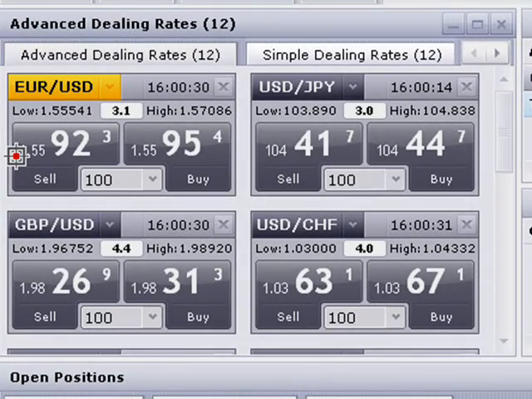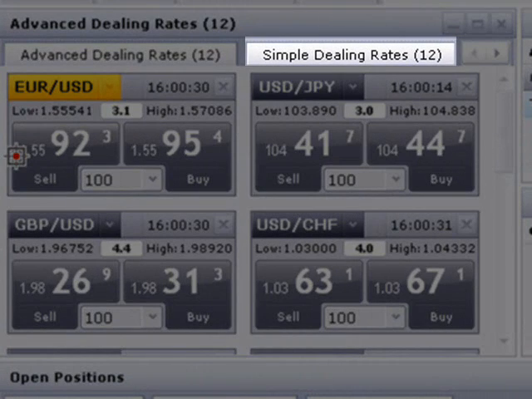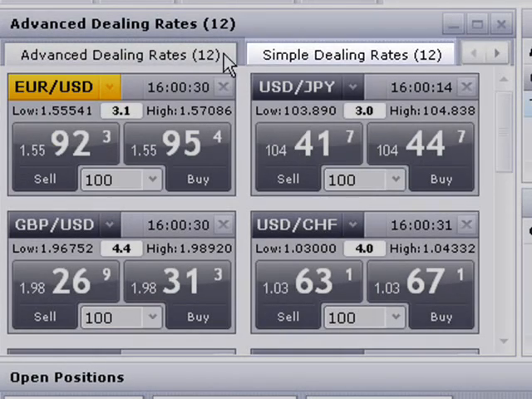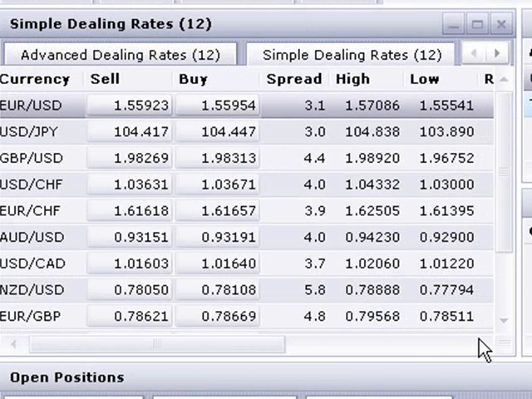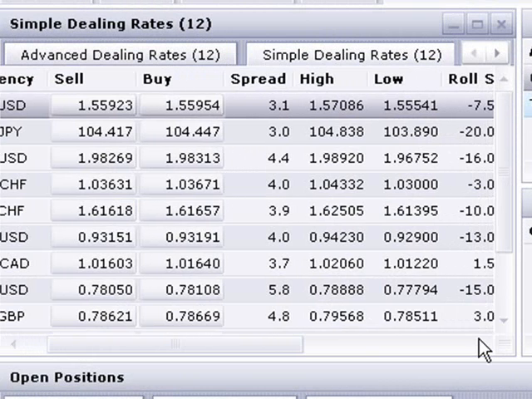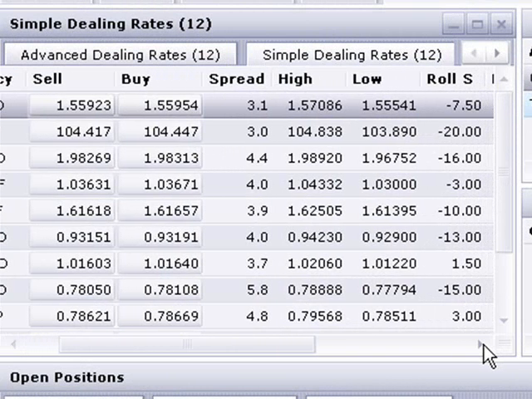Once you're logged into the platform, change the dealing rates window from advanced to simple by clicking the Simple Dealing Rates tab in the upper right-hand corner of the dealing rates window. Once you do this, scroll over to the right and you should see a column that says Roll S and Roll B.